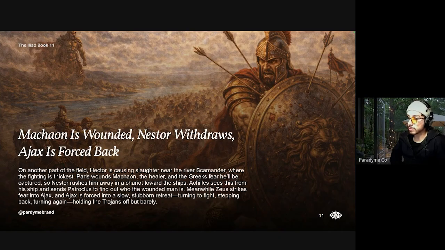Achilles sees this from the ship and sends Patroclus to find out who the wounded man is. Meanwhile, Zeus strikes fear into Ajax, and Ajax is forced into a slow, stubborn retreat, turning to fight, stepping back, turning again, holding the Trojans off, but fatally.